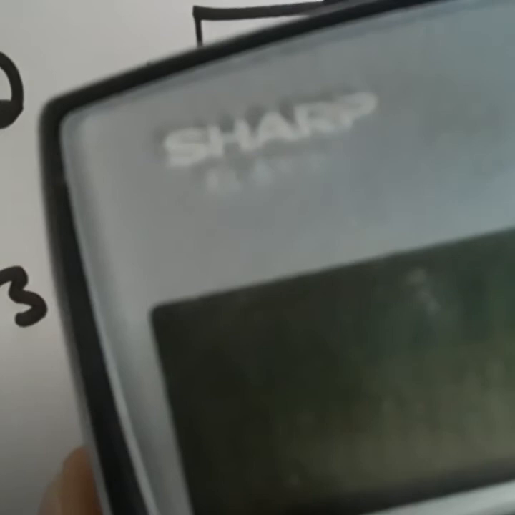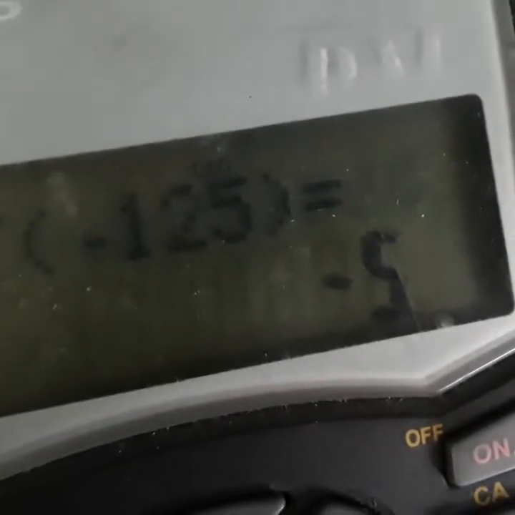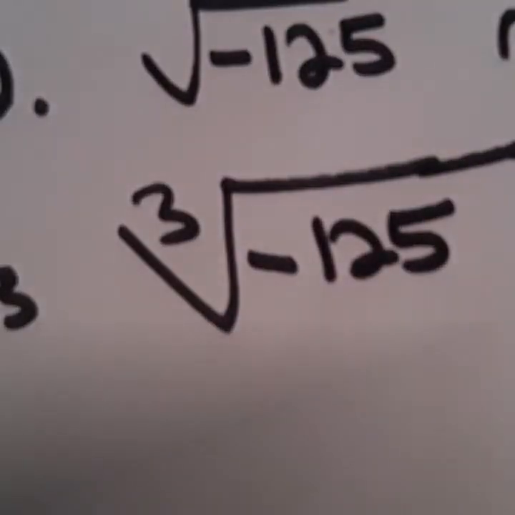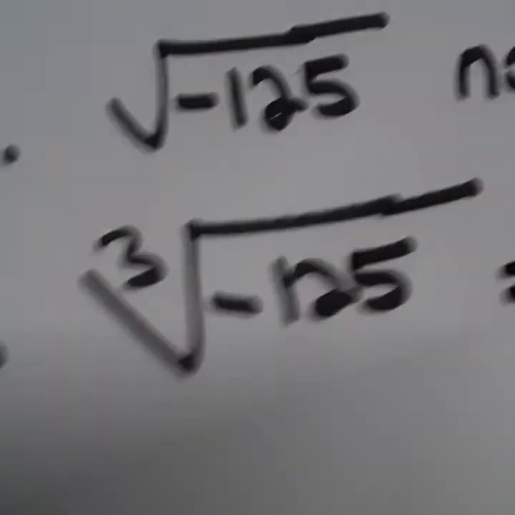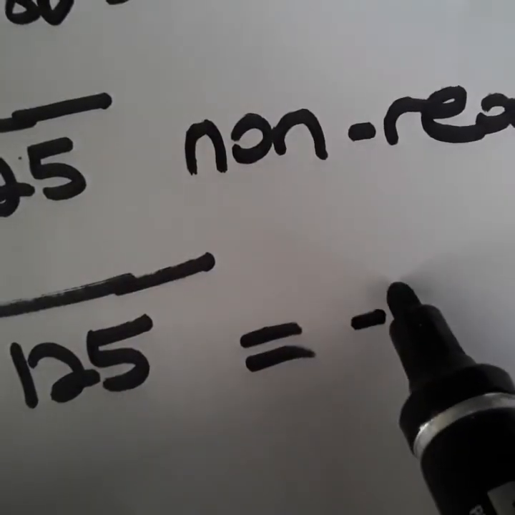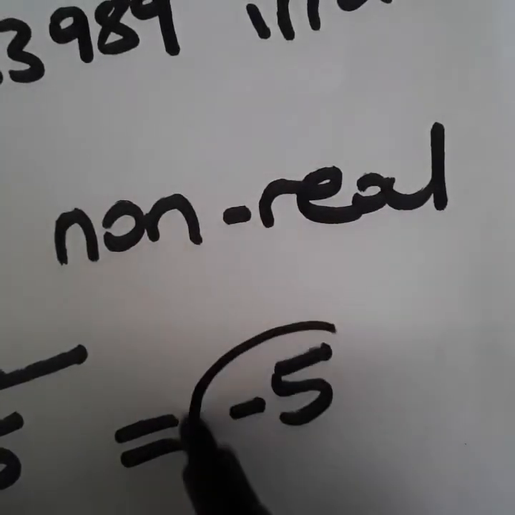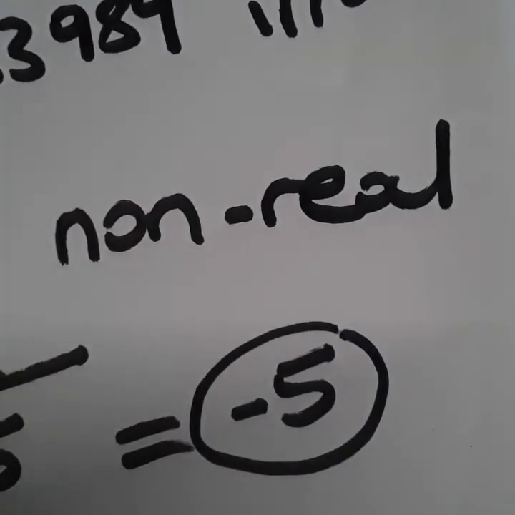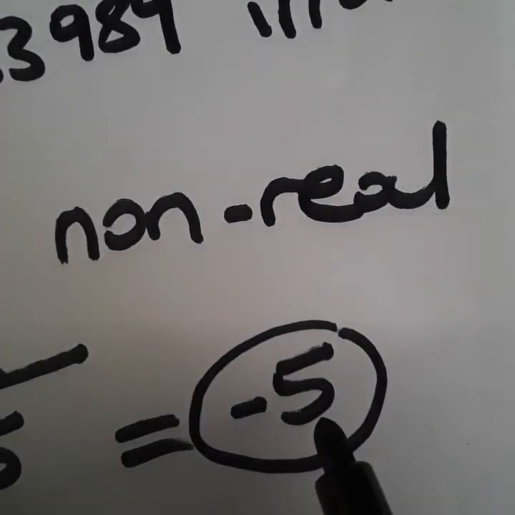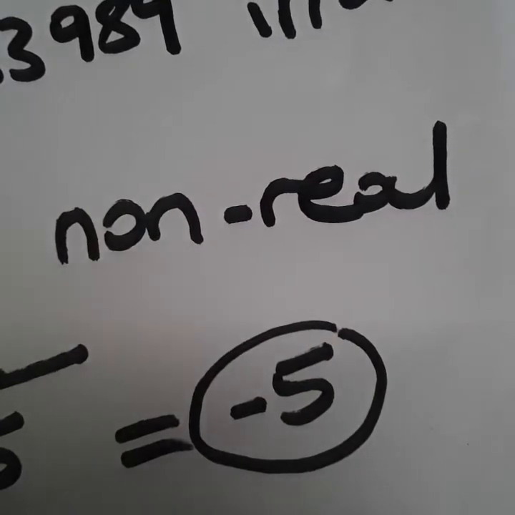Alright, in this case, let's look for that number. The cube root of minus 125 is minus 5. So now we have to tell if this number is rational, irrational, or non-real. This number is a real number. It does not fall under non-real numbers. This is a real number.